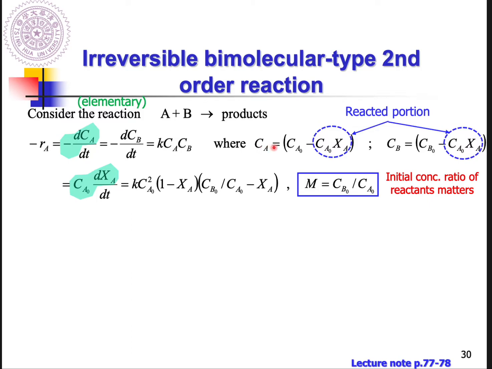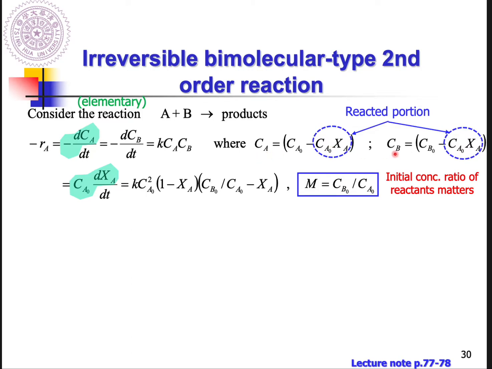So next we are going to find how to express the CA. So what's the CA? It is the initial concentration of reactant A minus the reacted portion. So the reacted portion will be expressed like CA0 times the fractional conversion. Fractional conversion means what fraction has been converted to product, right? So you multiply by CA0, and you get the reacted portion. So CA0 minus the reacted portion, you get CA, right?